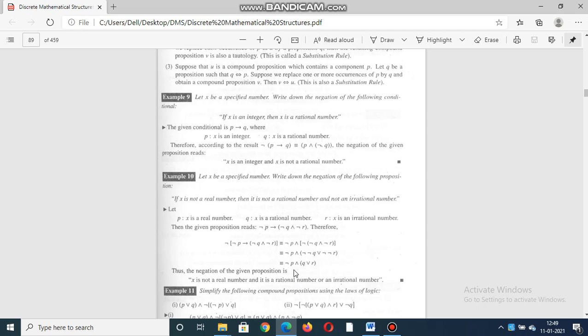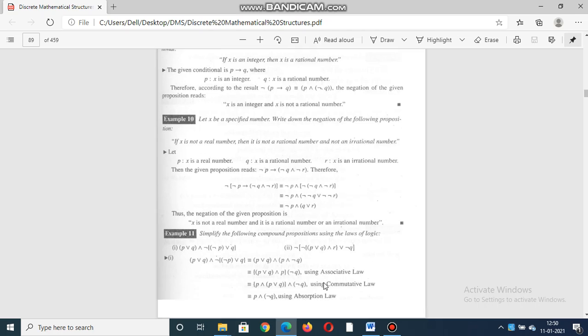For this type you have to write the sentence. In the sense, if x is not a real number, and then it is not a rational number, or not an irrational number. You observe here: x is not a real number and it is a rational number or an irrational number. So here he removed not as well as not, because it is not q or not r, negation q or negation r, it is q or r, that's why. So we did this one. Fine.